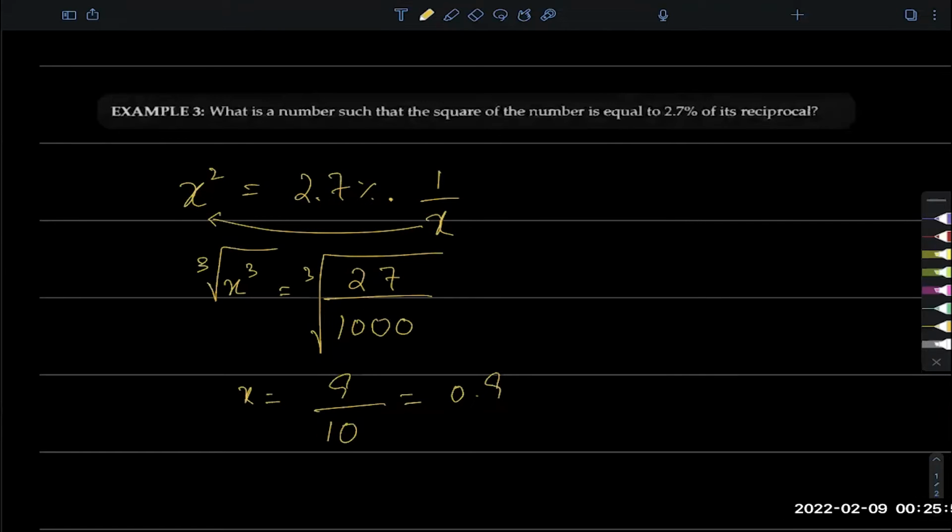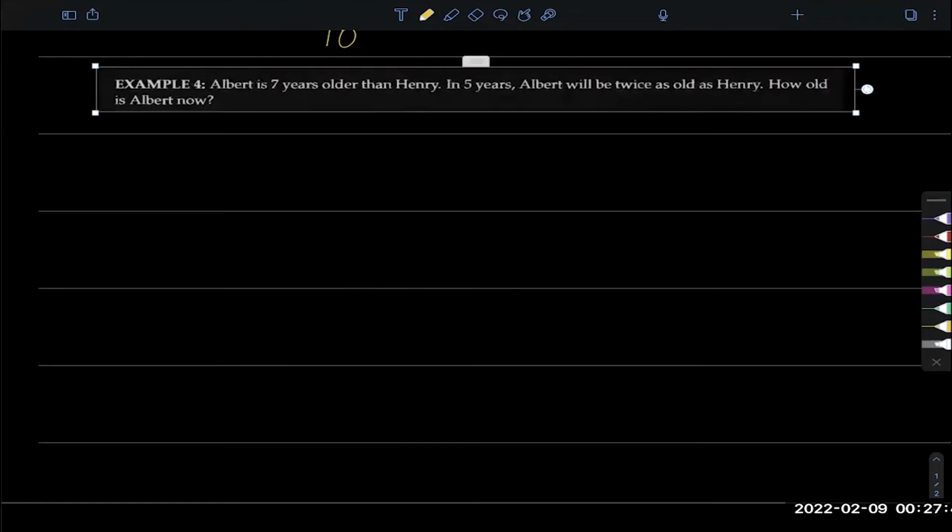But sir, why would you multiply by 1 over x? Because here's the thing. What is a number such that the square of the number, that is x squared, is equal to 2.7% of, which means multiply, its reciprocal. That is 1 over x. It's important how you translate them. That is the main challenge. Sir, I hate these word problems. I know. That is why I'm doing them with you.